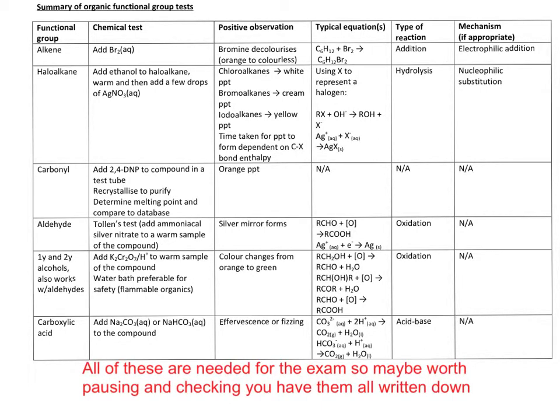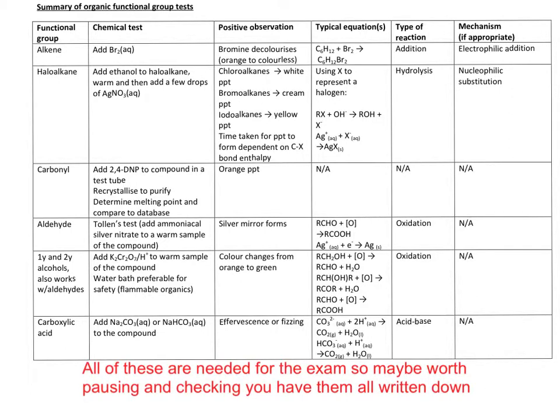I've only gone over some of them in detail in the last few slides, so it's worth pausing for a sec and making sure that you're aware of all the different functional groups you need to know the tests for. If you're watching this at home, it might be worth pausing and copying down this particular table, because it's been specifically done for our specification. You need to know the type of reaction, the typical equations, the positive observation, the chemical test, of course, and the functional group. It's also useful to have an awareness of the mechanism, because sometimes it will feed into your knowledge of different mechanisms.